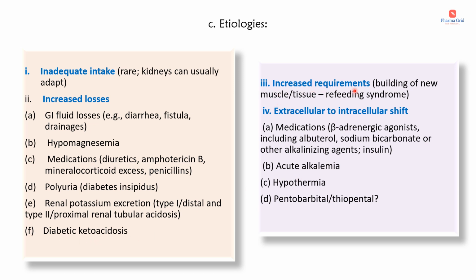Then increased requirements. These increased requirements are usually needed in building of new muscle or tissues, which is known as the refeeding syndrome. Then extracellular to intracellular shift, for example, medications such as beta-adrenergic agonists including albuterol, sodium bicarbonate or other alkalizing agents, then insulin. Then acute alkalemia, hypothermia, then pentobarbital or thiopental.